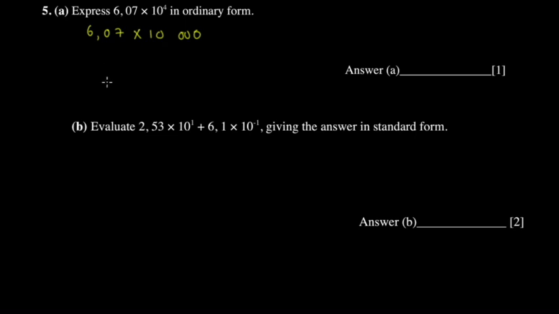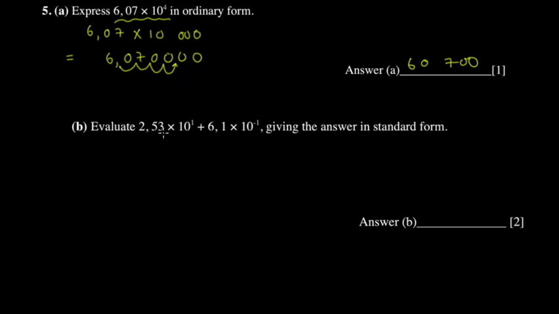So what you do here is just write your number first. So 6,07. You can add zeros here because zeros after the comma don't change the value of the number. And 10,000 means we have to shift the comma 4 times, the number of zeros. So 1, 2, 3, 4 times here. So you get 60,700. This is ordinary form. This is scientific form or scientific notation. Then that's it, you're done.